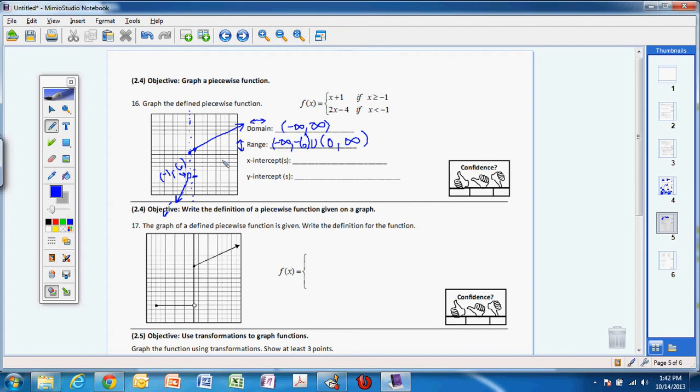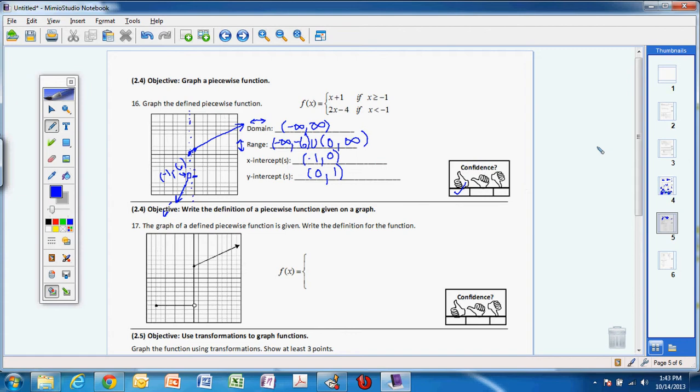That's my range. Now x-intercepts: this is where it crosses my x-axis. Right here, remember, I have a point at -1, 0. That's my x-intercept. And then my y-intercept is where it crosses the y-axis. That ordered pair right there is 0, 1. So my y-intercept is at 0, 1. Getting better with these, I know it takes some time. Okay, so that's number 16.